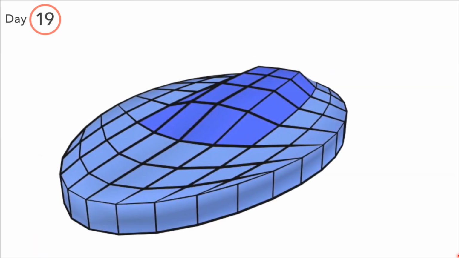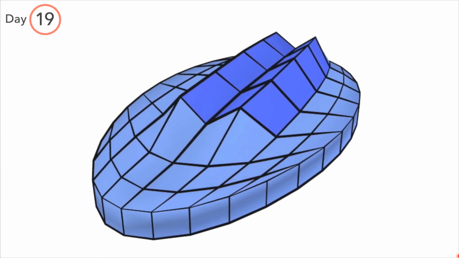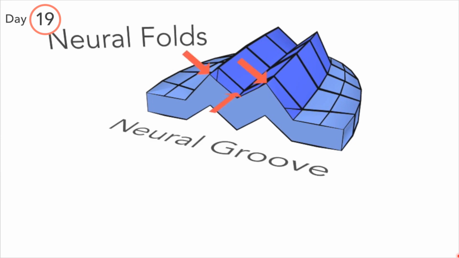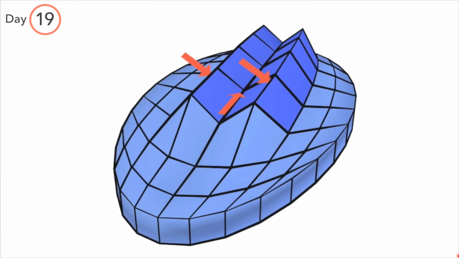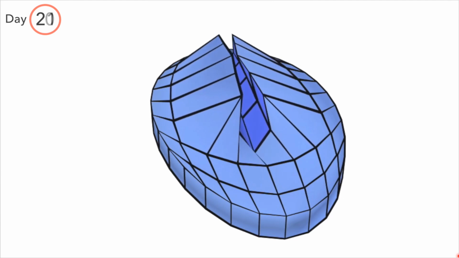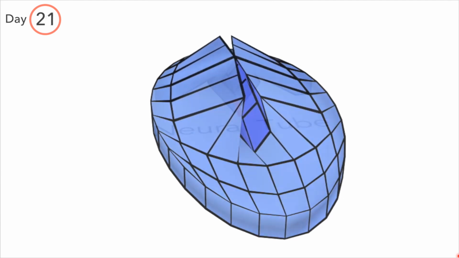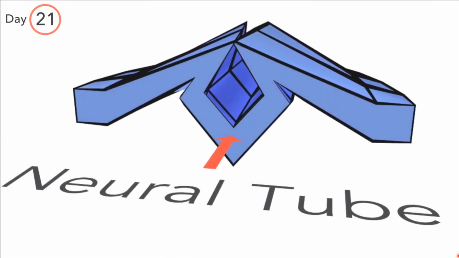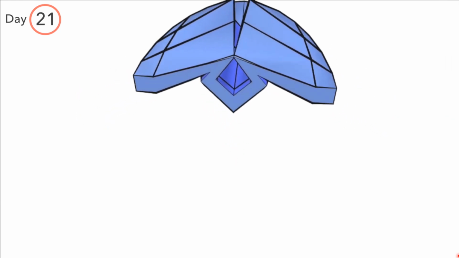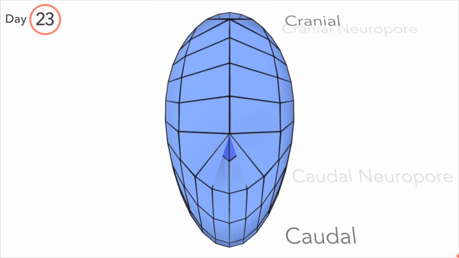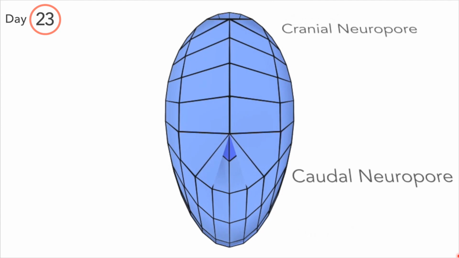On day 19, the neural plate begins to buckle in the midline. We call this dip the neural groove, and the mounds on either side the neural folds. These folds progress toward each other and begin to fuse around day 21. Where they have fused, they form a hollow cylinder, which is the neural tube. Fusion then continues in synchrony toward the caudal and cranial ends.